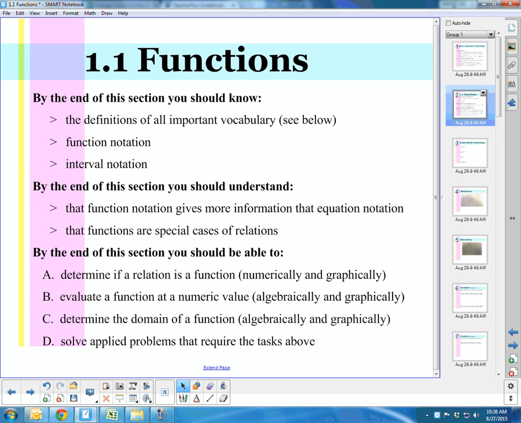The first objective, the first skill is determine if a relation is a function. You have to do that several ways. Objective B, you need to be able to evaluate a function at numeric values. You need to determine the domain of functions, and you need to be able to solve applied problems. This first video will only address objective A. If I pull that up here, we're only going to address determining if a relation is a function within this video. There will be follow-ups to cover the other objectives.